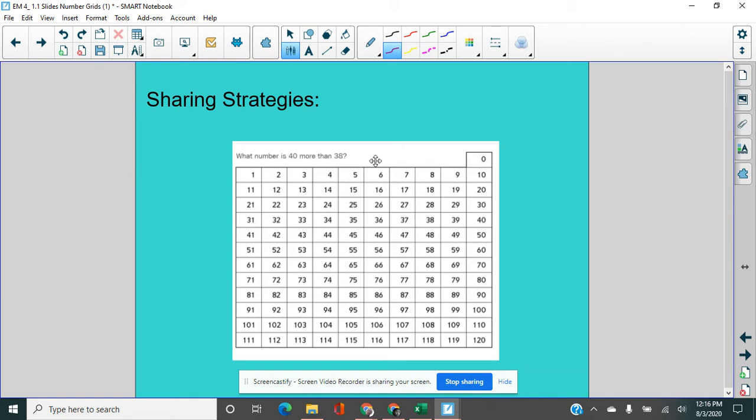So what number is 40 more than 38? Take a moment. Here's 38. And if you go 40 more, right, you're going to go down 4 boxes from this box. What do you think that'll be? Let's check it, right? 10, 20, 30, 40. And there it is. Our answer should be 78. The difference between 38 and 78 is 40. That's how far apart they are.